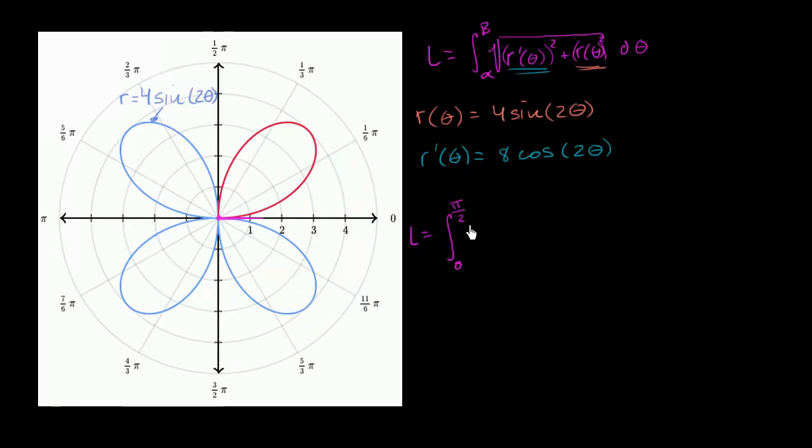So we're going to go from 0 to pi over 2 radians. It's going to be the square root of, give myself some real estate here, r prime of theta squared, which is this thing squared. So it's going to be 64 cosine squared of 2 theta, and then plus this squared, which is going to be 16 sine squared of 2 theta. And then, of course, we have our d theta.